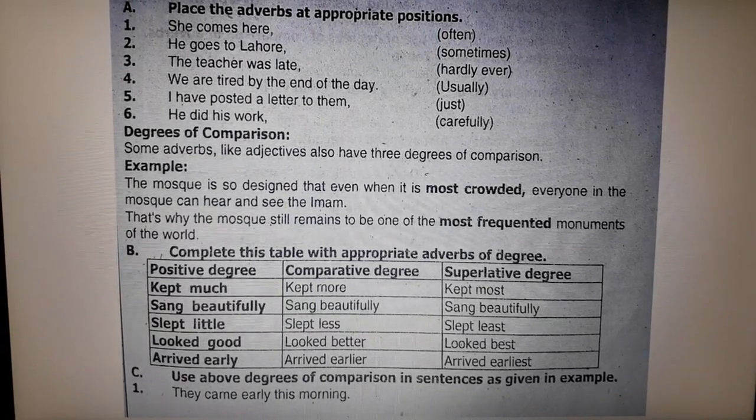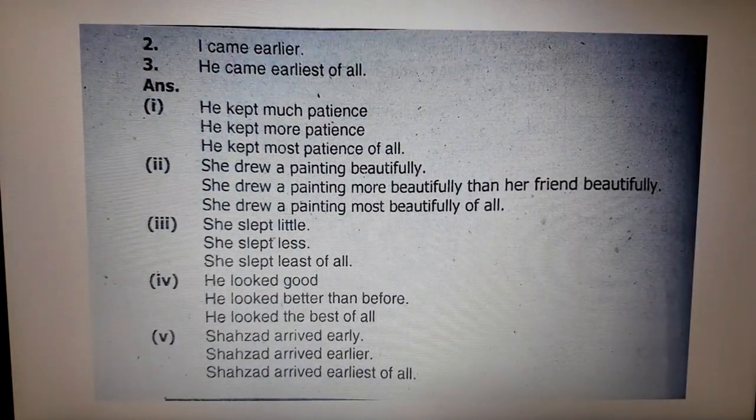Exercise, we use above degrees of comparison in sentence as given in the example. They came early in the morning. Number 2, I came earlier. He came earliest of all. Now you see, we can see positive, comparative, and superlative degrees in number 1. He kept much patience. He kept more patience. Like when we are comparing 2 persons, like Adil and Ali, we say Adil kept more patience than Ali.